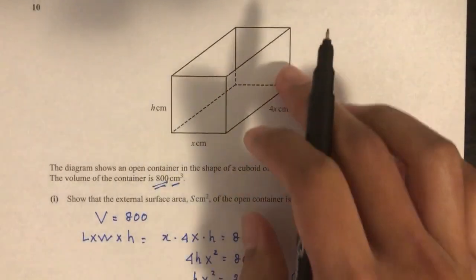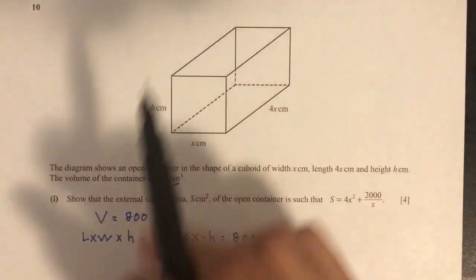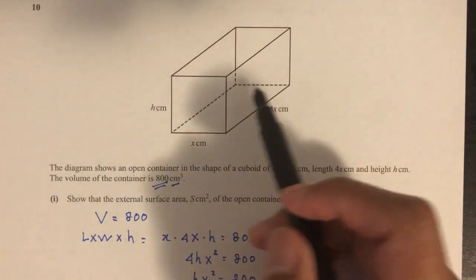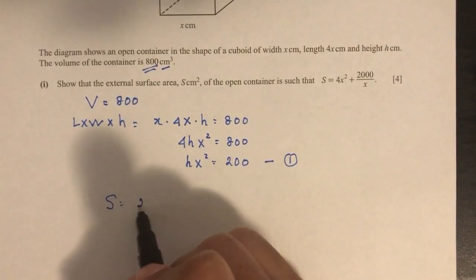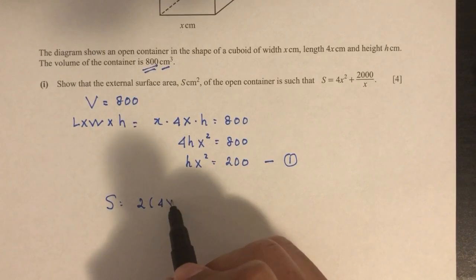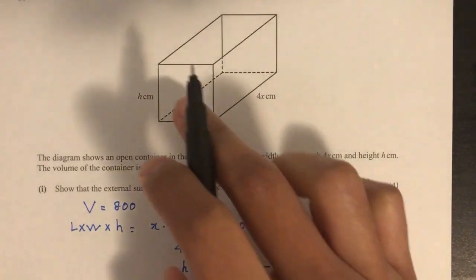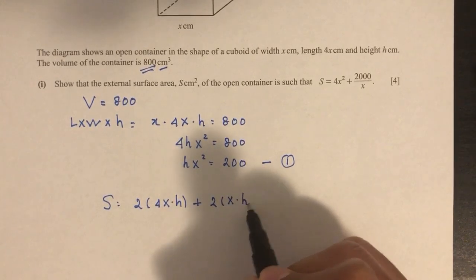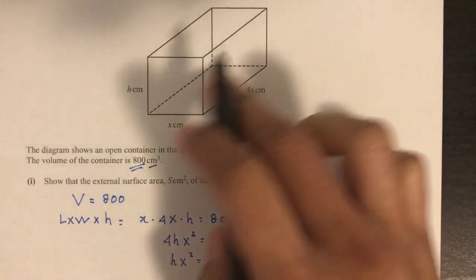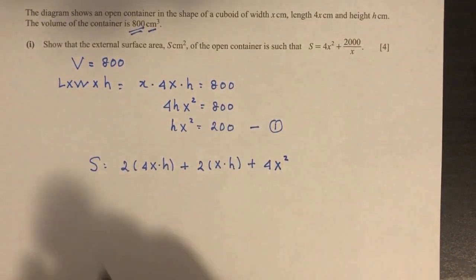So now let's try to find the surface area of this shape. It is open, so this one is not here. So we have this side, one here and one on the back. So S will be 2 times this side, which is 4x times h, plus 2 of this, so one here, one here. That will be 2 of x times h, and plus the base area will be 4x times x, which is 4x squared.